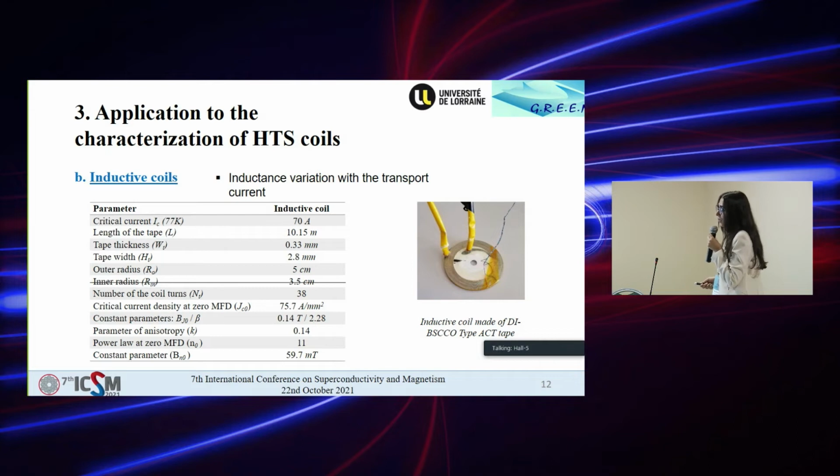The modeling approach is also applied to the characterization of an inductive coil, a circular pancake coil wound with DI-BSCCO tape, and here are the specifications of the coil. By performing AC characterization, we found that the inductance varies significantly with the current. So for a more accurate design of HTS coils, it is essential to consider this evolution of inductance with the transport current.